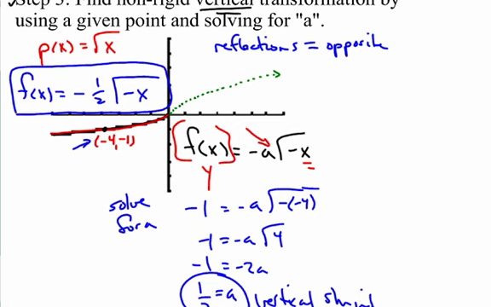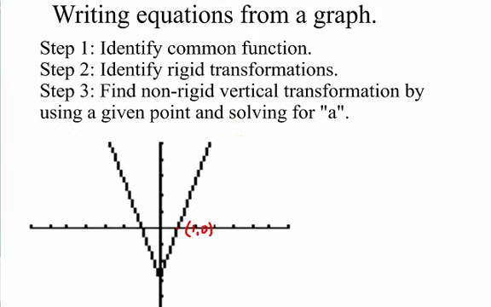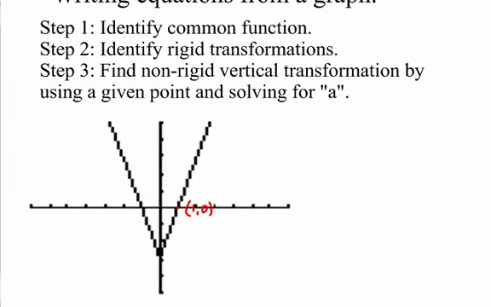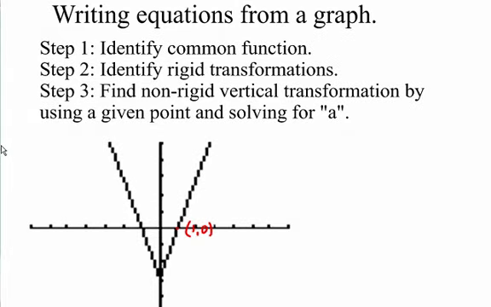All right, well, let's try another one. Here we go, we have another function. So we're going to go through our steps, and we want to write the equation from the graph. We're writing equations from the graph, so we want to identify first what is the common function. Looking at this, it is a flying V, and it appears to be the common function; the parent function is going to equal the absolute value of x.